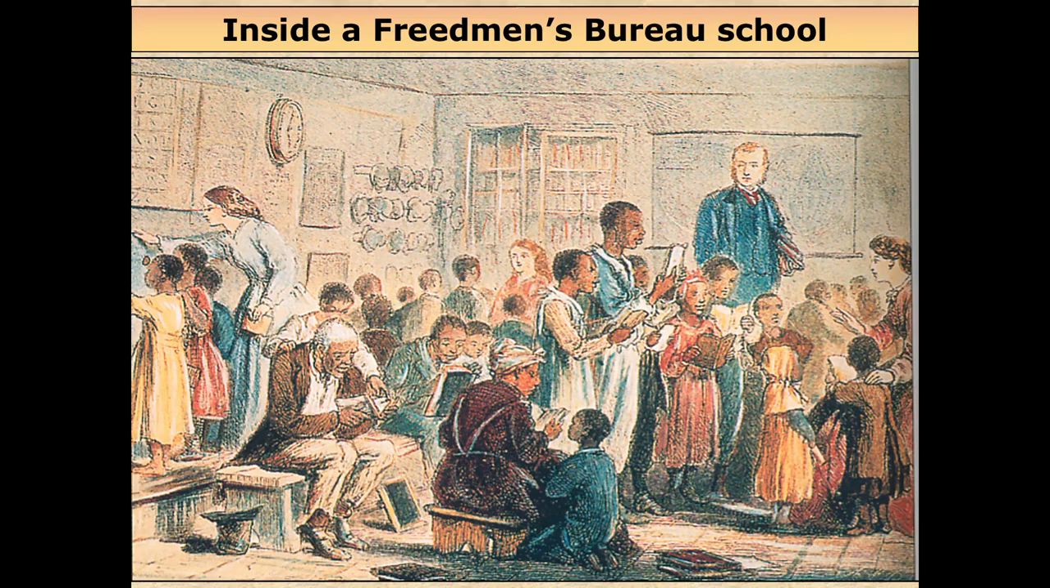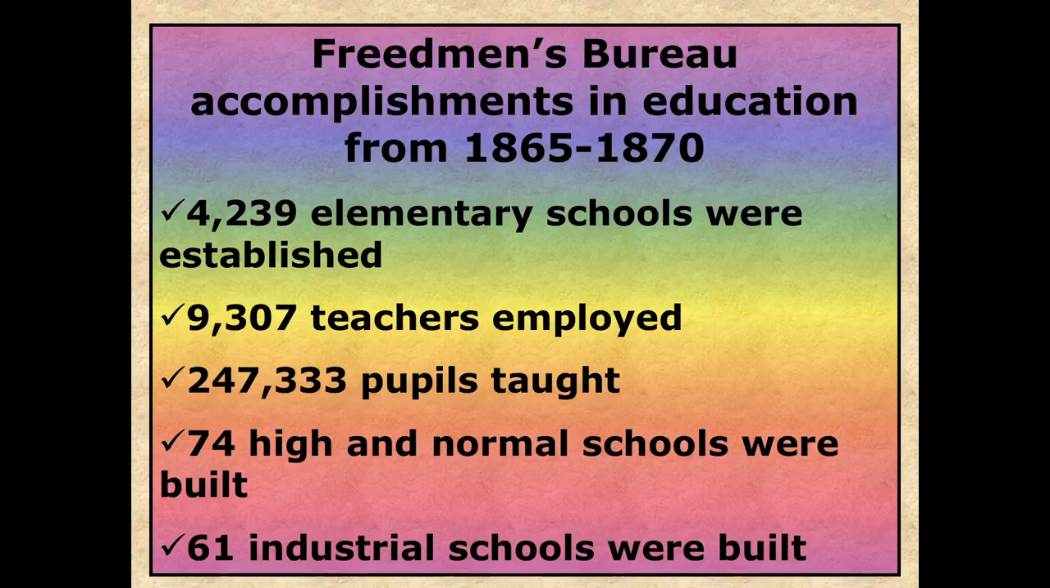And so, what the Freedmen's Bureau is going to end up establishing is over 4,000 elementary schools, over 9,000 teachers are going to be employed, over 247,000 pupils taught, 74 high school and normal schools were built, normal schools being the teacher training schools, and 61 industrial schools were built. So, I mean, really, education is opening up to the freedmen.